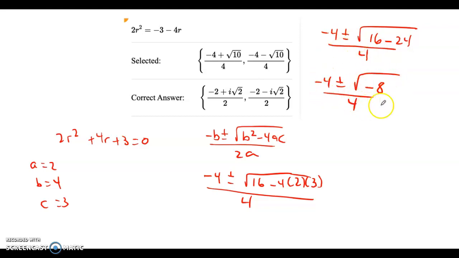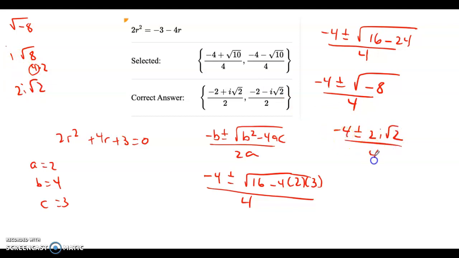Now we have to simplify the square root of negative 8. So over here, square root of negative 8, we know we're going to take an i out. So it's i root 8. 8 is 4 times 2. Take the square root of 4, which is 2. So it's 2i root 2. So we're going to have negative 4 plus or minus 2i root 2 over 4. You could divide each of these numbers by 2. So we'll get negative 2 plus or minus i root 2 over 2, which is that answer there.